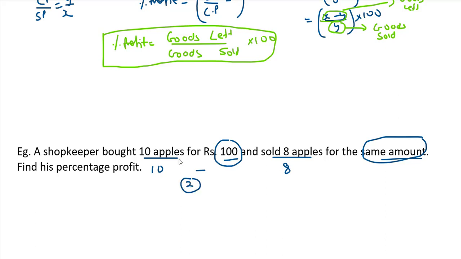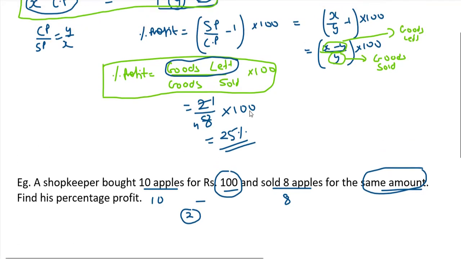If we substitute these values in the above formula, goods left is 2 upon goods sold. Goods sold was 8. And you multiply this thing by 100, what you will be left with? 1s are 4s are. So your percentage profit will be 25%.